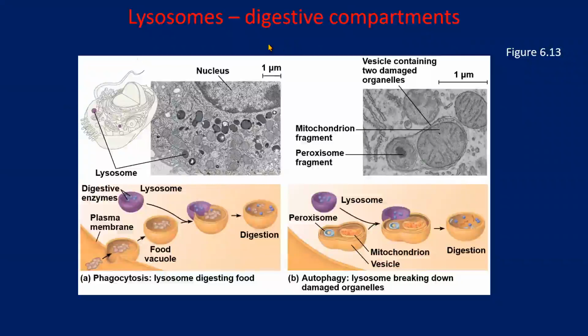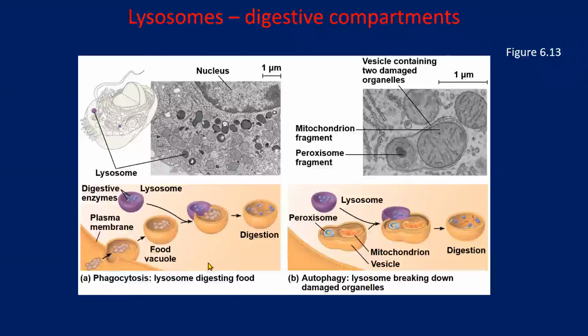To deal with that, you have lysosomes inside the cell, and these are called digestive compartments. They have a circular shape, and they contain a particular enzyme called hydrolytic enzymes. When you consider the lysosome, there are two main activities: one is phagocytosis, the other is autophagy.